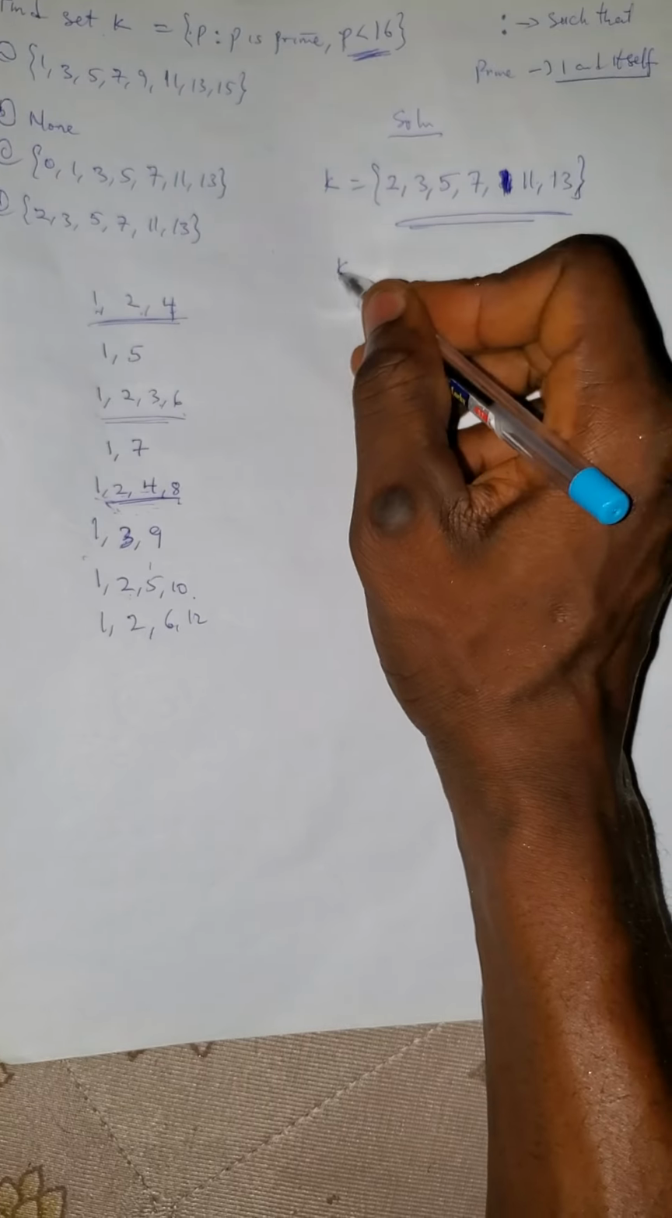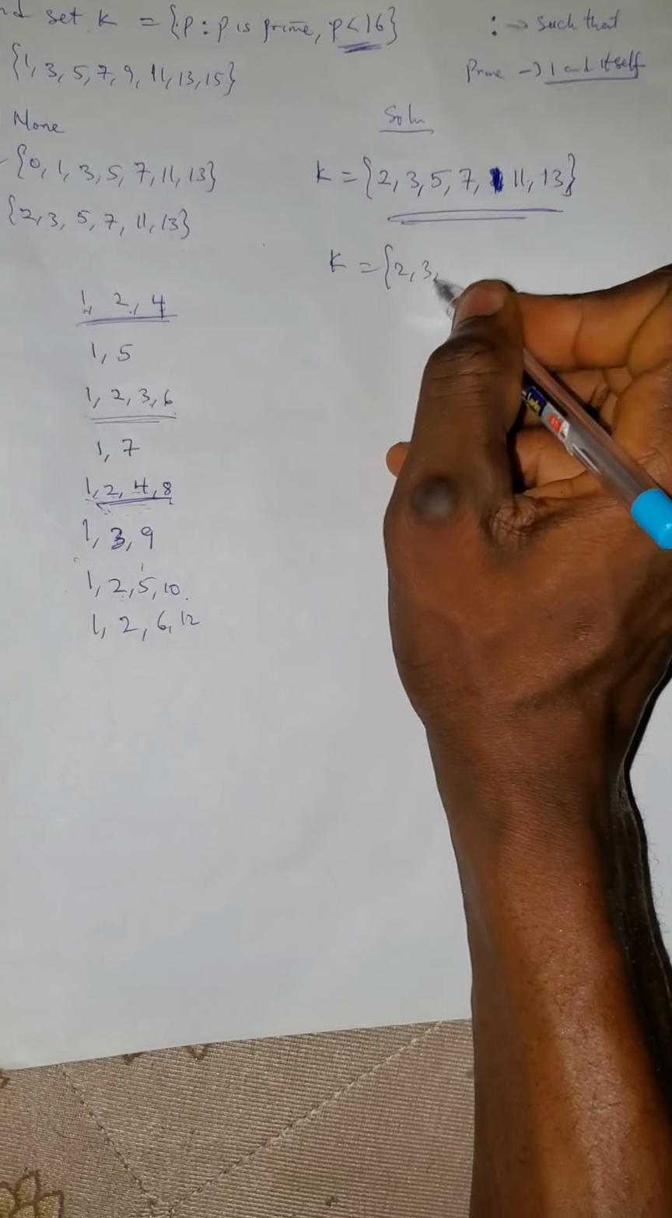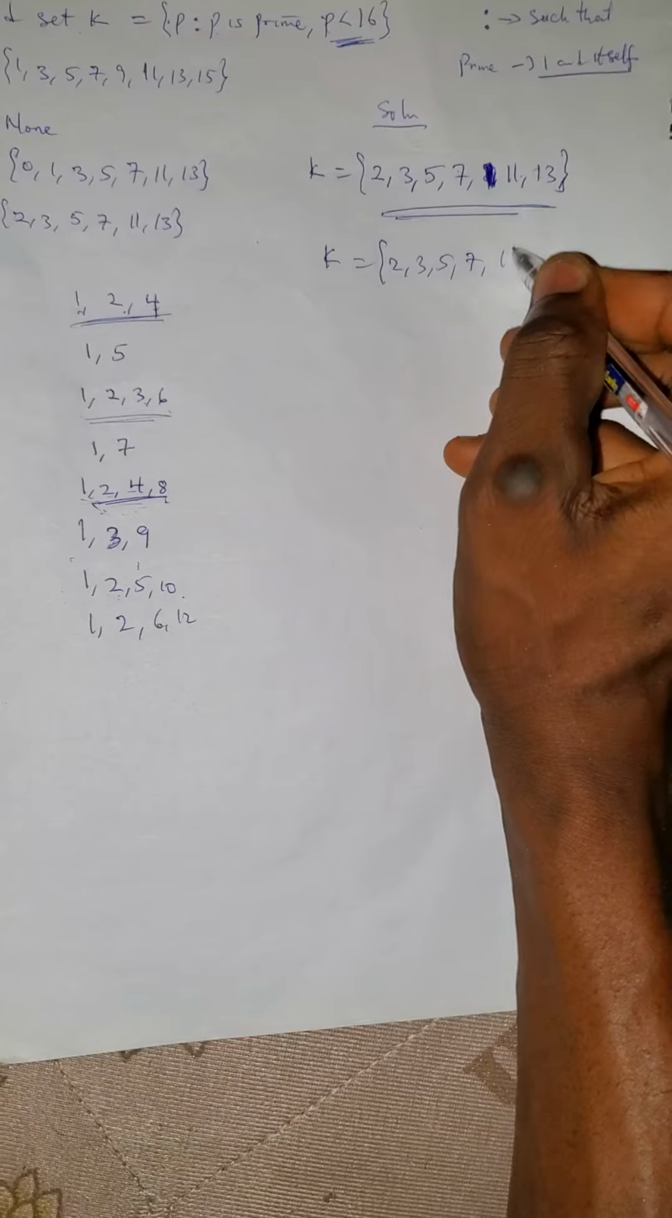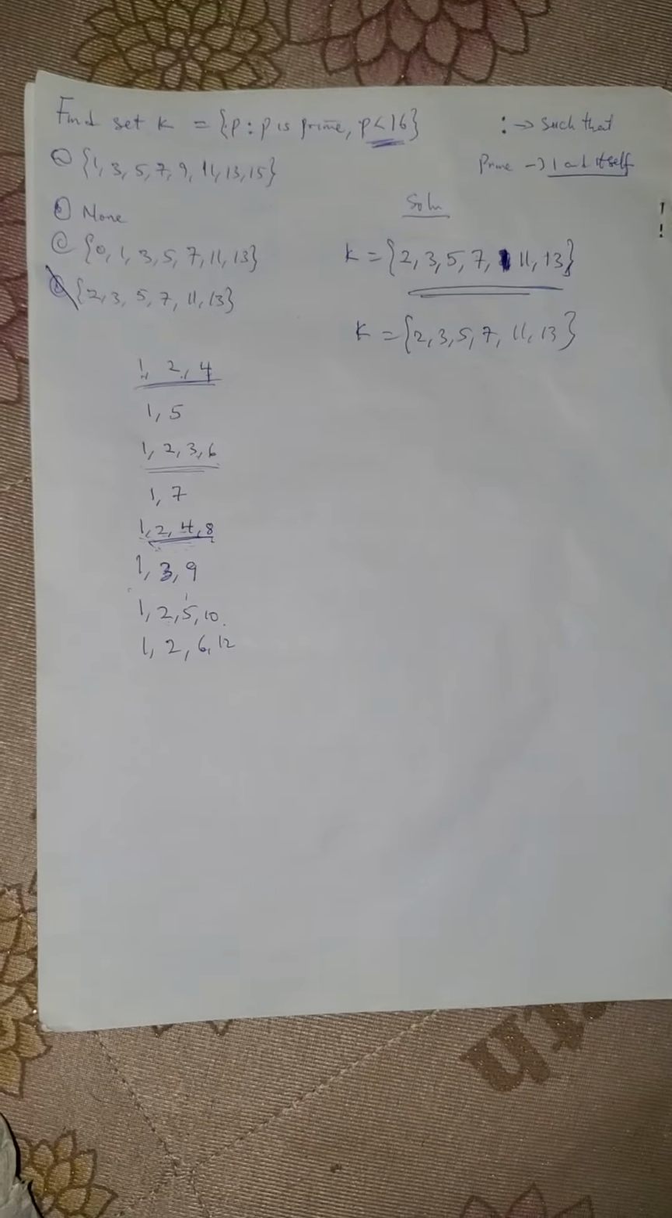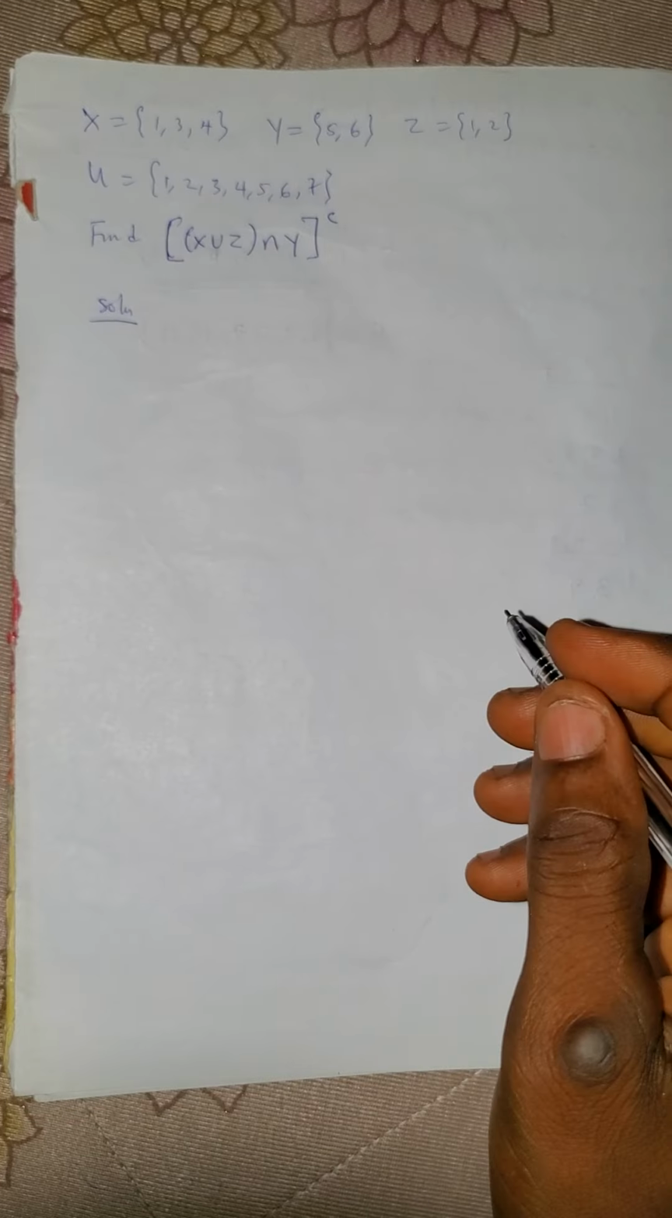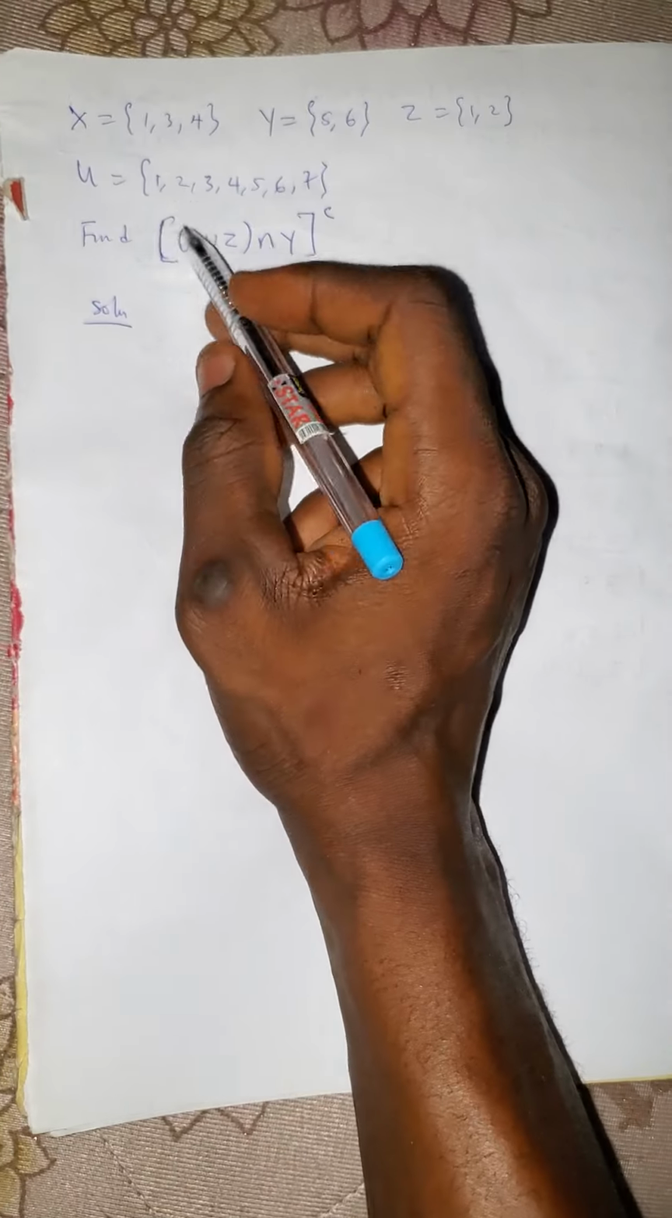And that is K equals 2, 3, 5, 7, 11, 13. And that's option D. And the question says we should find this. If you are given this as a universal set.